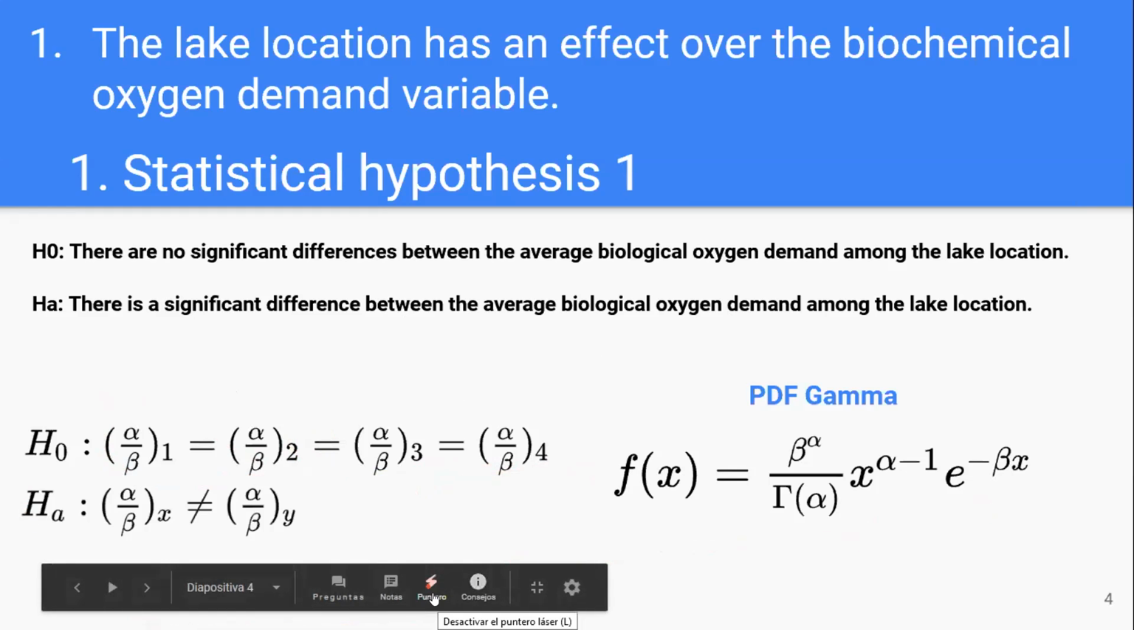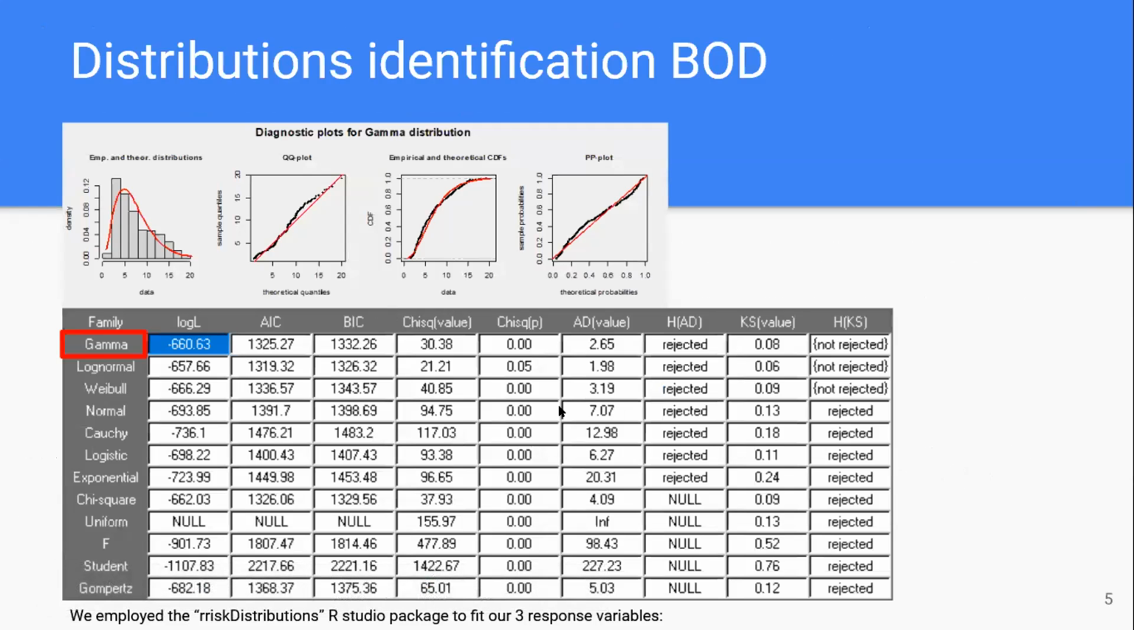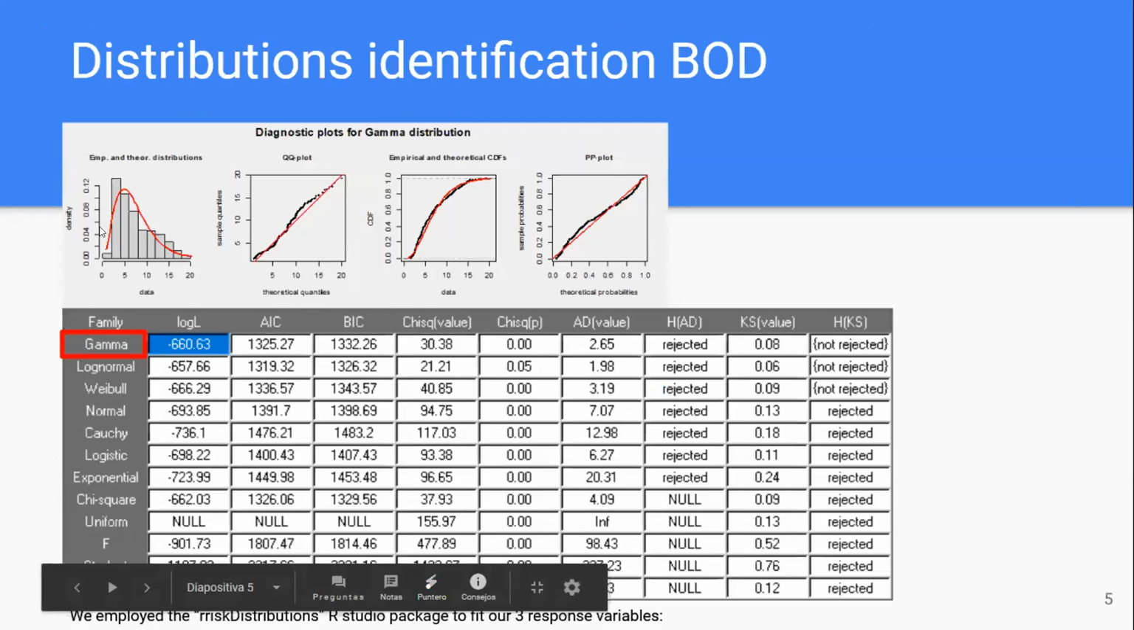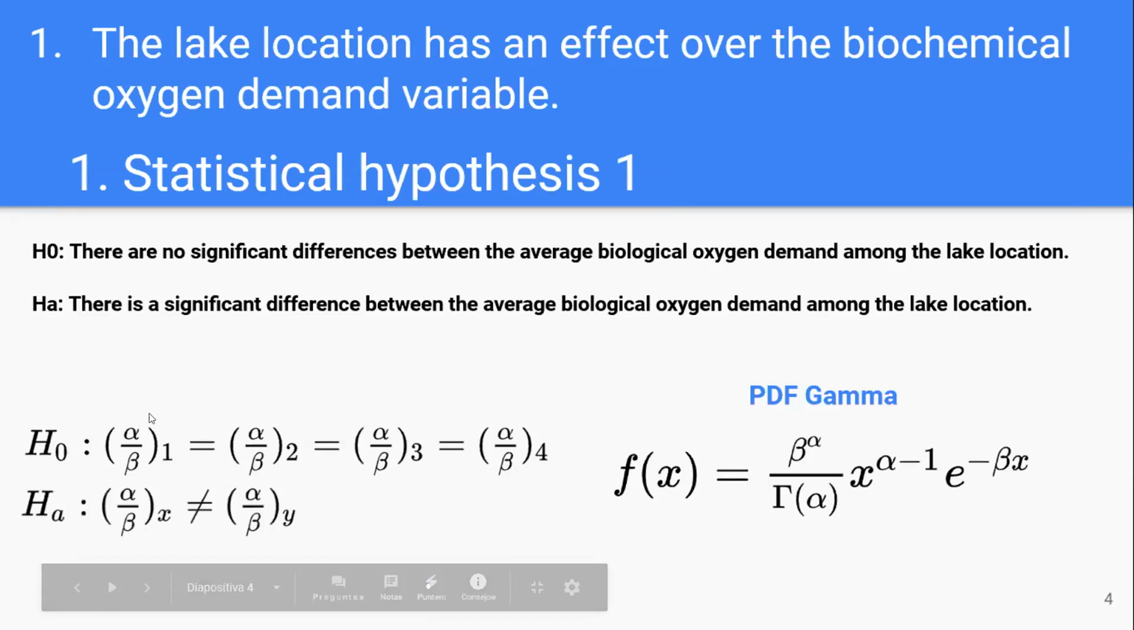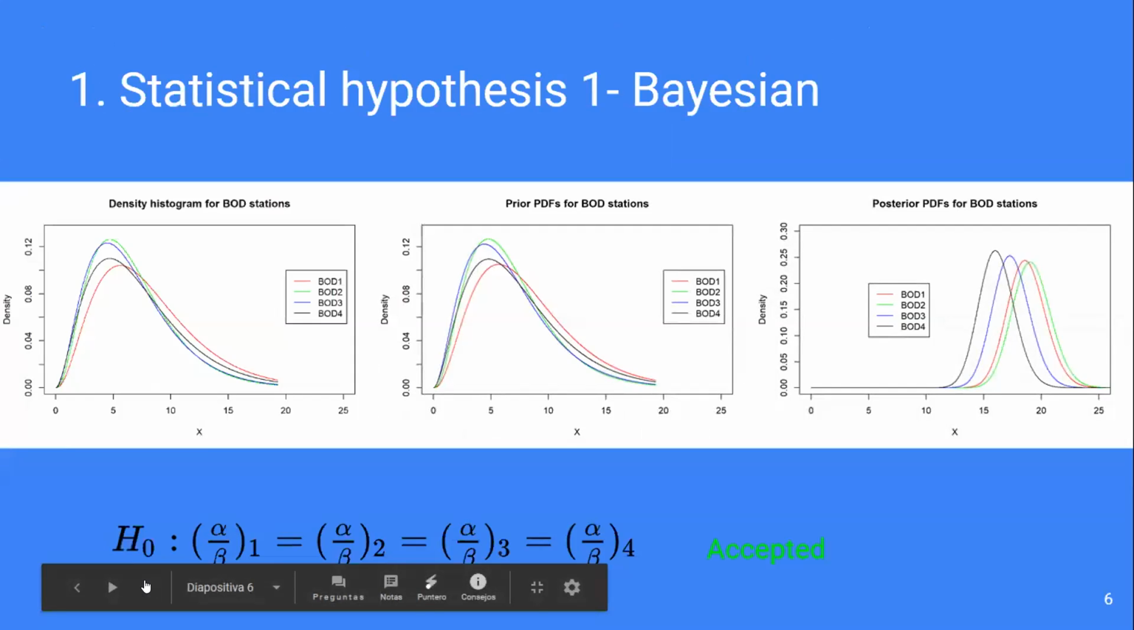Since the BOD variable, as in the next slide we're going to present, follows a gamma distribution, here we can see the QQ plot and the log likelihood. These are the means in the gamma distribution, so this is what we are comparing. The Bayesian scope or approach.